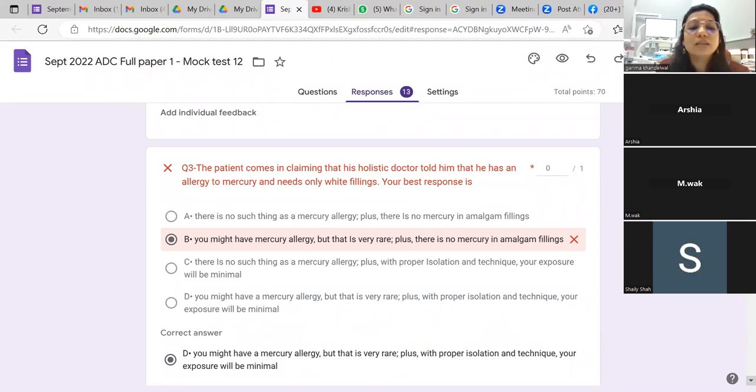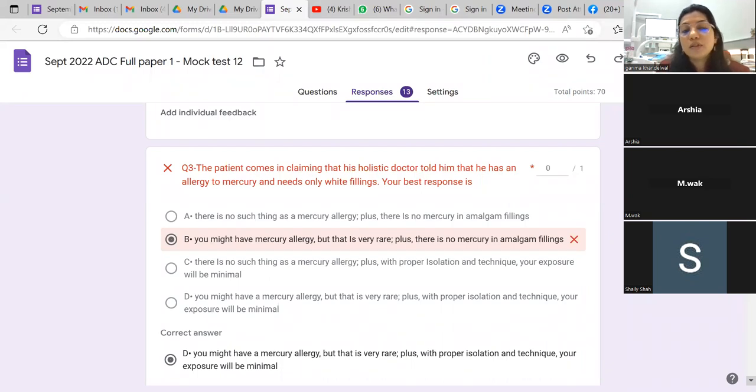Now in this option, the second part of the sentence is correct: with proper isolation technique, your exposure will be minimal. That is true. But there is no such thing as mercury allergy? There might be people having allergy. There are people with allergies to all sorts of things. Even if one person in this 7 billion world has it, that means there is mercury allergy. So you cannot say there is no such thing.